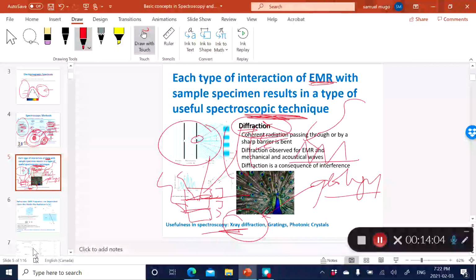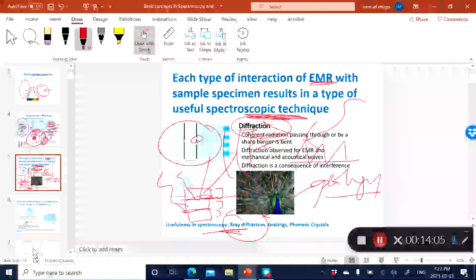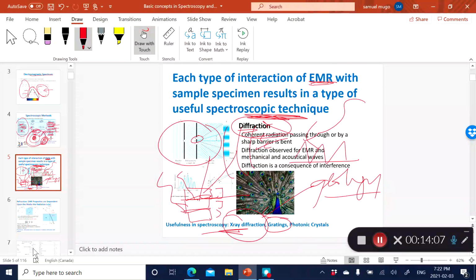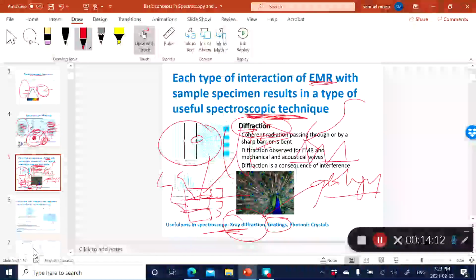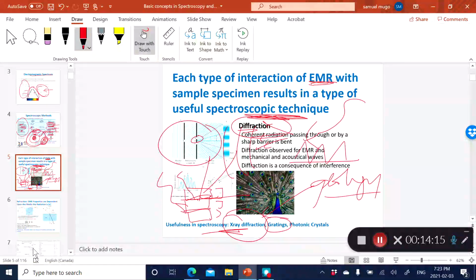diffraction. Now, diffraction is also very useful in terms of making different types of components that are used in spectroscopy. For example, and we're going to talk about this in detail a little later, when you're doing atomic absorption spectroscopy, you typically need a monochromator. And most monochromators, the dispersive element in a monochromator is based on what you refer to as a grating.